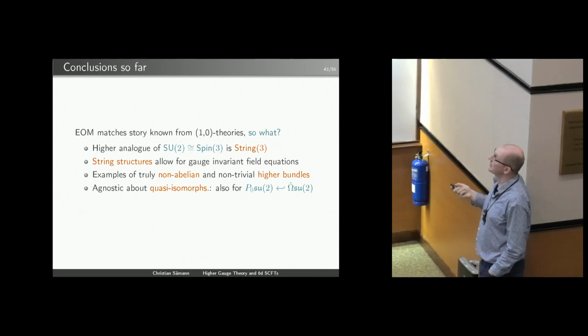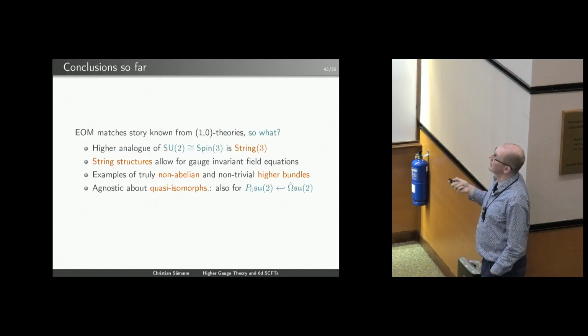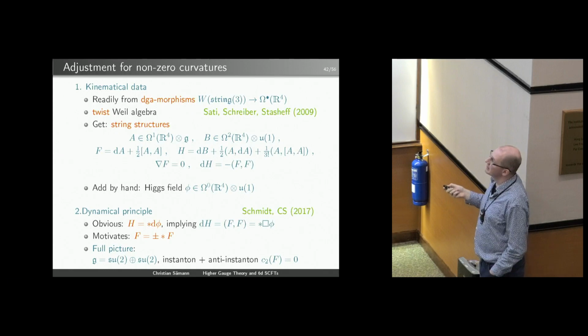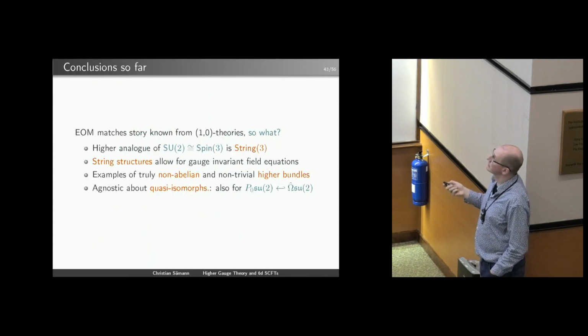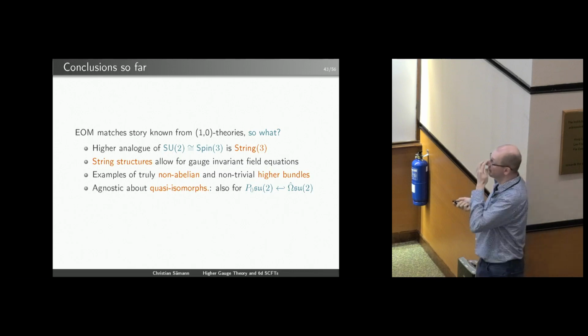So, conclusion so far. Well, the equation of motion matches the story from 1-0 theory because they also look at exactly such equations. And the higher analog for SU(2) is string 3. And these string structures allowed for gauge invariant field equations. That was a big problem because if you don't do this twist, then you don't get this equation in a gauge invariant way without F being 0. And we don't want F equals 0 because then our configuration is trivial, right? So the twist was very important. And we have really non-abelian, non-trivial higher bundles, right? I mean, this was something that people wanted.